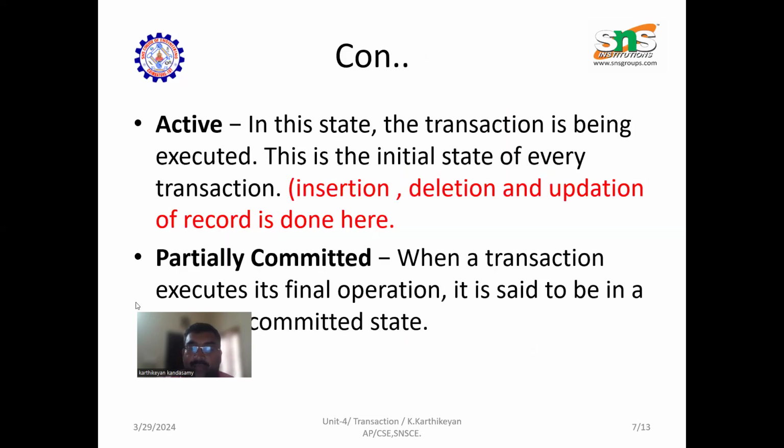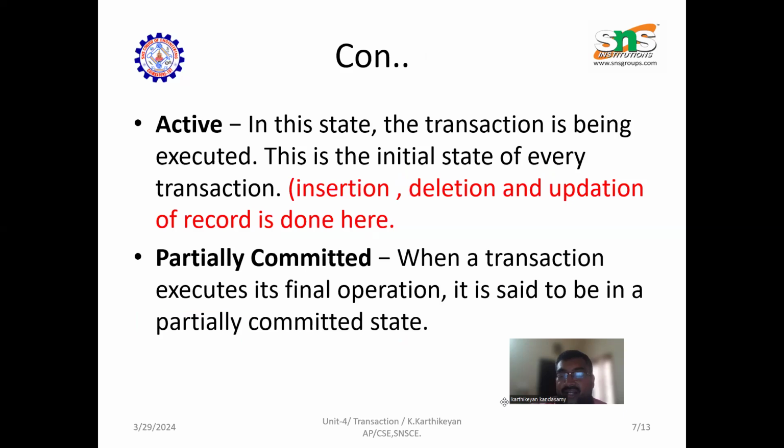This is active. Active is the state where the transaction is being executed, the initial state of every transaction: insertion, deletion, updation, or record operations are done here. Partially committed means when a transaction executes its final operation, it is said to be partially committed.